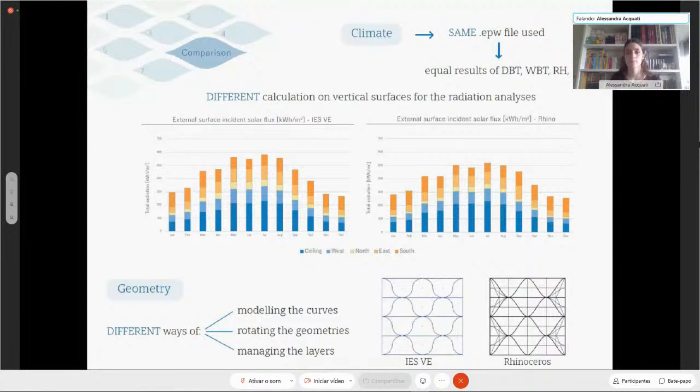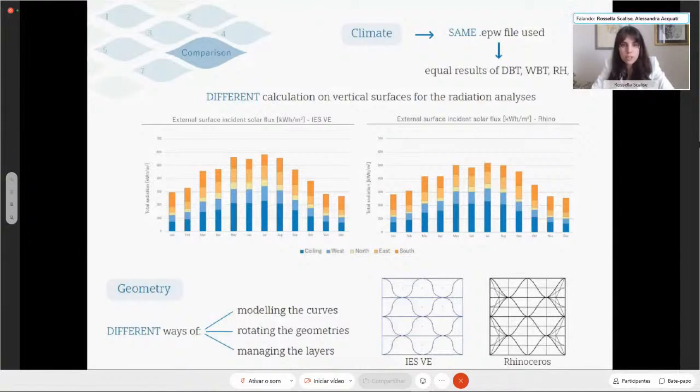From now on, a detailed comparison of the analysis is reported. For what regards the climate, since the same APW file was used between Rhino and ISV, we obtain equal results of some environmental parameters, whereas different results were obtained for what regards the vertical surfaces for the radiation analysis.